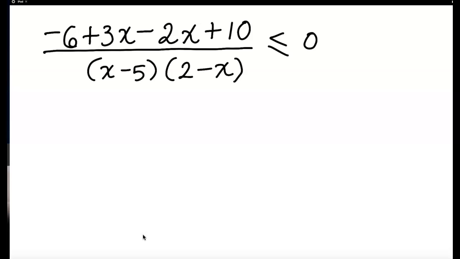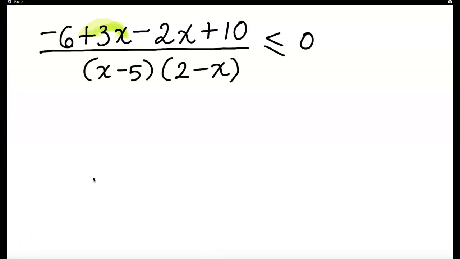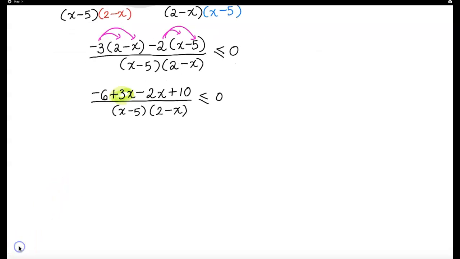Now let's look for some like terms. I see there is 3x, they're right next to each other, 3x minus 2x. So these two will combine and give us 1x.